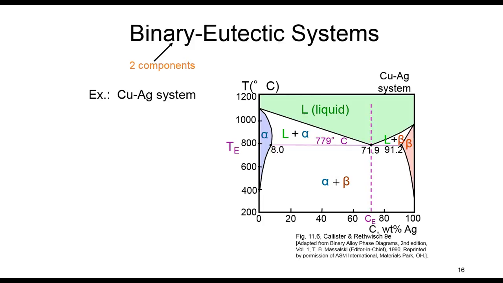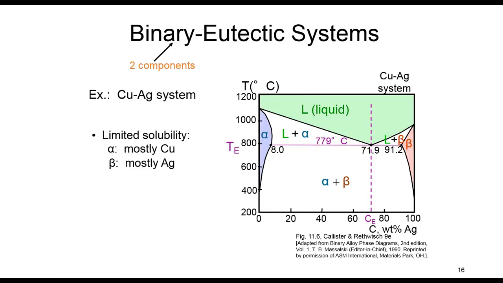In this case, we have three different distinct phases: alpha, liquid, and beta, but because we are dealing with two components, it's called binary. We have three distinct single-phase regions, as I said, and there is limited solubility. Alpha is mostly copper, beta is mostly silver.